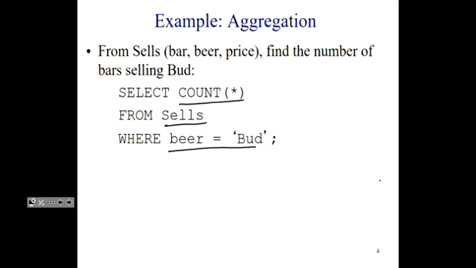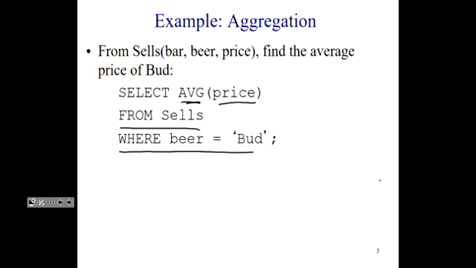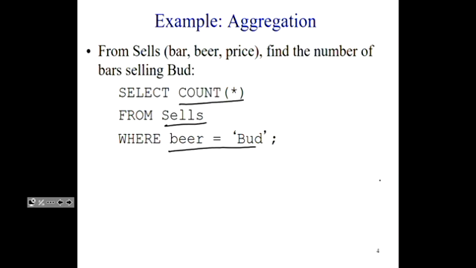Remember the way to think about both this query and the next one: you start from the Sells relation, you loop over all of the tuples, you throw away those that don't satisfy the where clause, and then you finally compute the average of price. Here once again you start from all of the tuples in Sells, you throw away all of the tuples that don't satisfy beer is equal to Bud, and then from the remaining tuples you count their number, and you return that as the output. Questions about this?